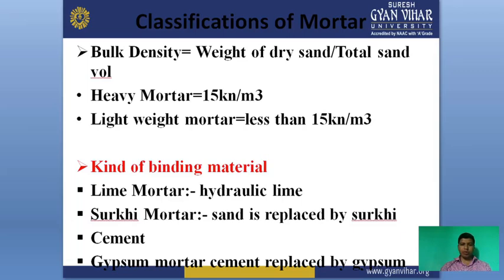Kilonewton per meter cube, and the lightweight mortar should be measured when its strength is less than 15 kilonewton per meter cube. The binding materials used are lime mortar, surkhi mortar, in which lime is replaced by surkhi, and cement is also used for binding the material, and gypsum mortar can be used in plastering.